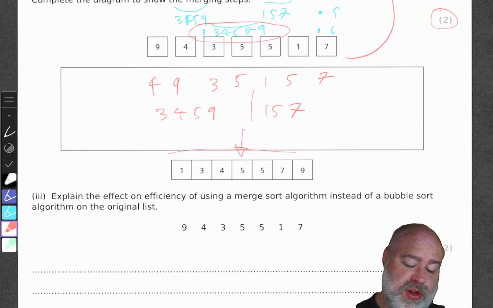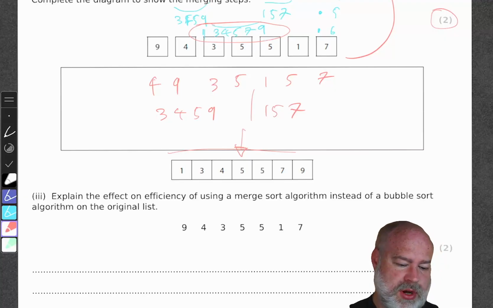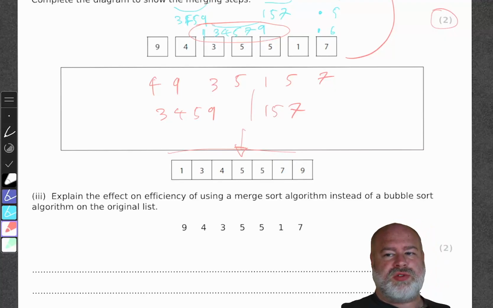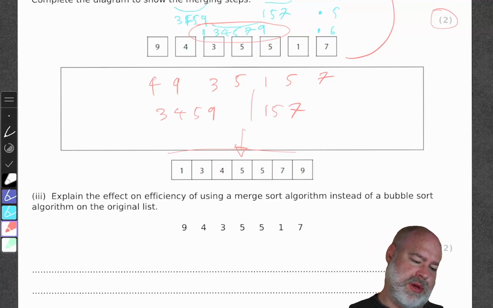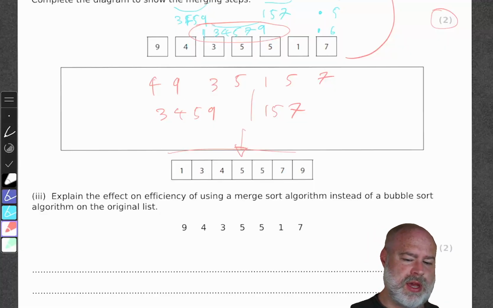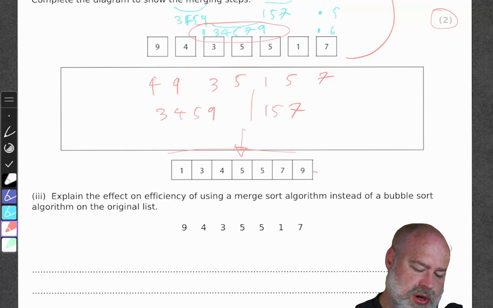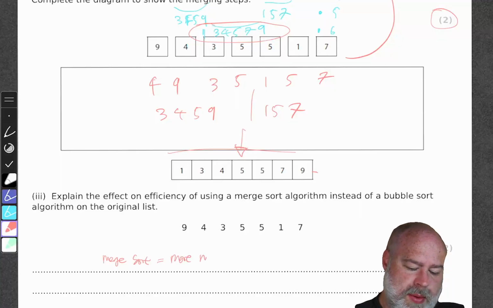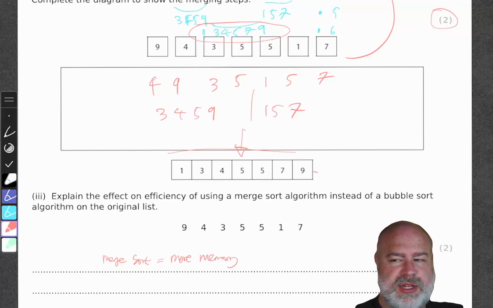Explain the effect of using a merge sort algorithm instead of bubble sort algorithm on the original list. Oh, this is tricky, right? The reason this is tricky is that if it was a large data set, it would be an easy answer because merge sort is more efficient than bubble sort, but the thing is, for a very small array like this, you could say that merge sort uses more memory. Merge sort, I'm just going to abbreviate here, more memory, because you have to copy different instances of that list.